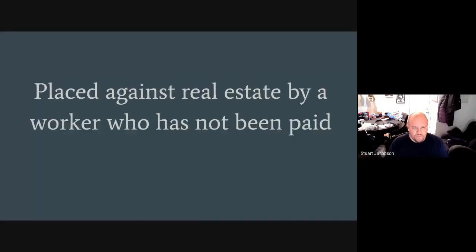Construction lien. This is placed against real estate by a worker who has not been paid. This is also referred to as a mechanic's lien. And if we're categorizing our liens, a lien being a financial encumbrance against real estate that you own, a construction lien or a mechanic's lien is classified as voluntary, because it's something that you do not have to have work done, a voluntary specific lien. And this is when you have a worker come out who has not been paid. Voluntary specifically, because it has to do with the real estate that they're working on.